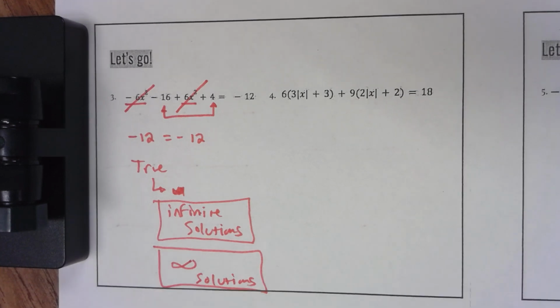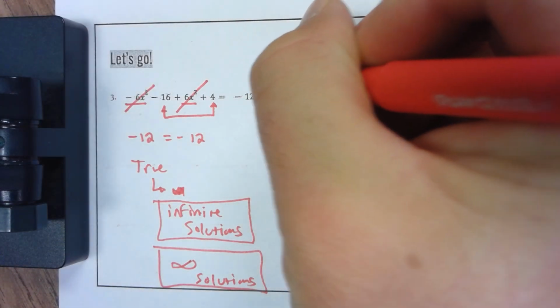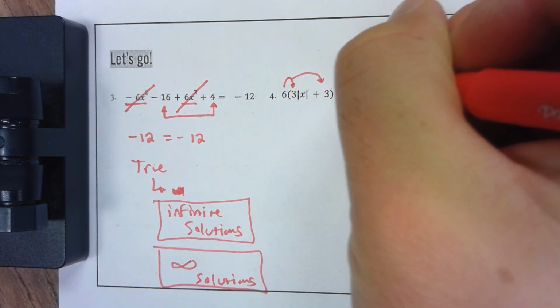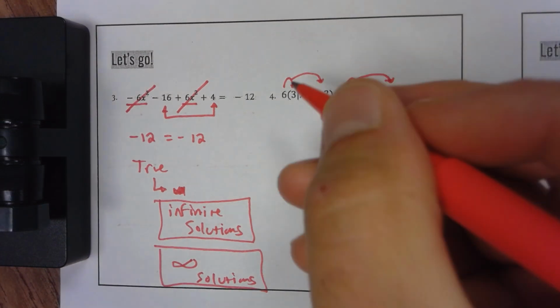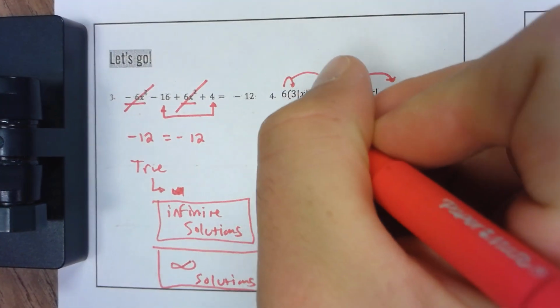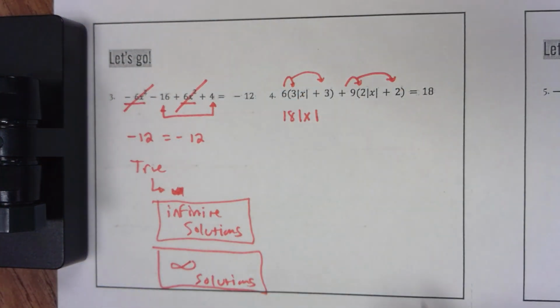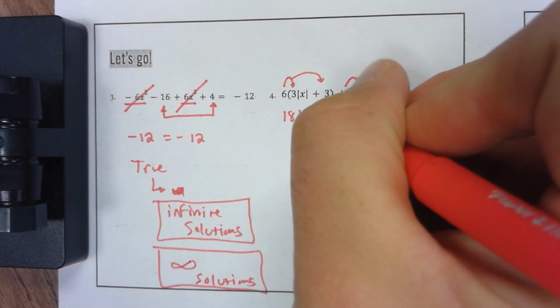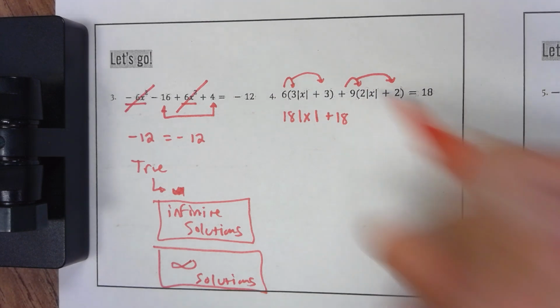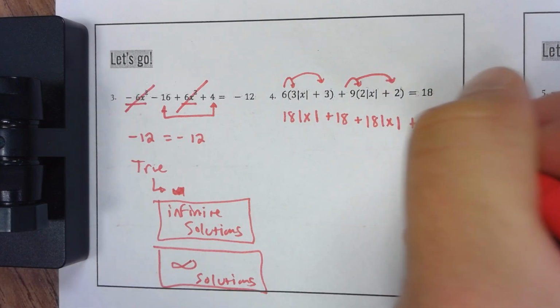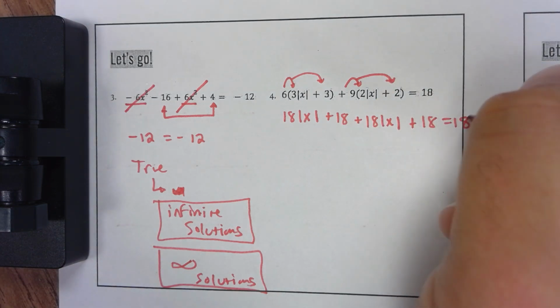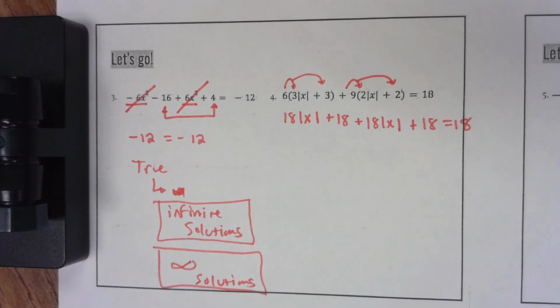Number 4, I'm noticing a couple sets of parentheses, and so I'm going to have a little bit of distribution. And so that's always our place to start. By distributing 6 times 3, I get 18, and then that's times the absolute value of x. Then 6 times 3 again is 18. Then I have 9 times 2 to get a positive 18 absolute values of x. 9 times 2 to get 18, and it equals 18. Holy cow. 18 overload.